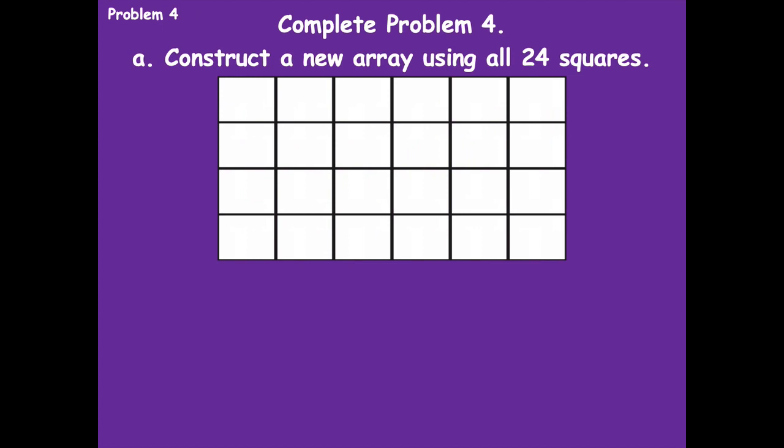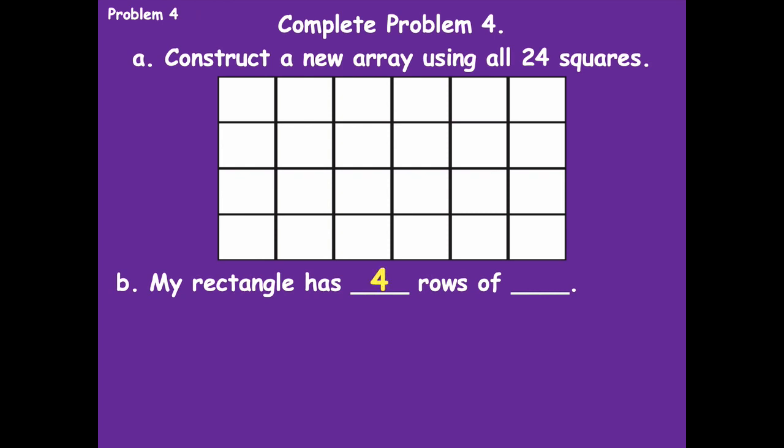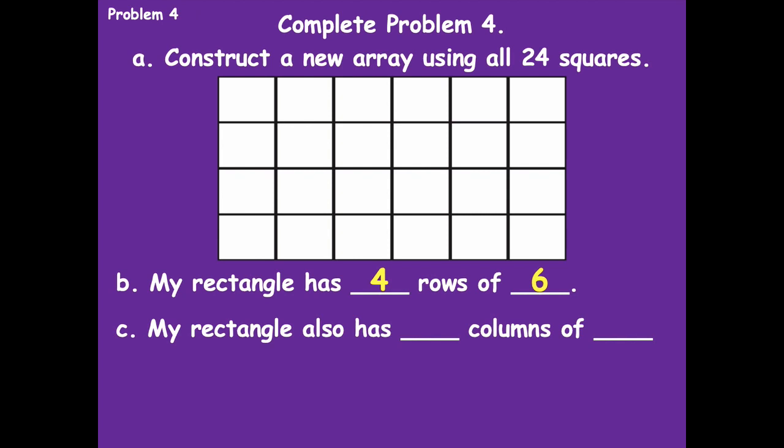Otherwise, here's my array. Okay, so my rectangle has how many rows? Four rows. And how many are in each row? Six. So my rectangle has four rows of six. My rectangle also has how many columns? Six columns. How many are in each column? Four. So my rectangle also has six columns of four.